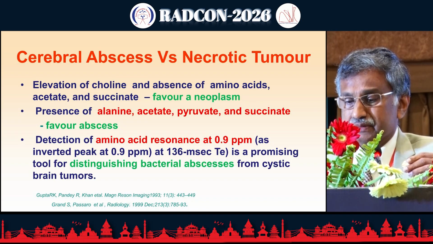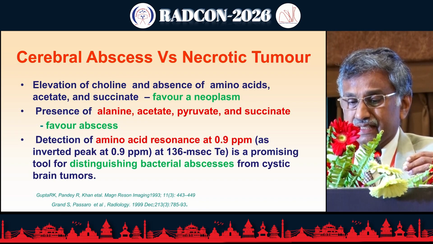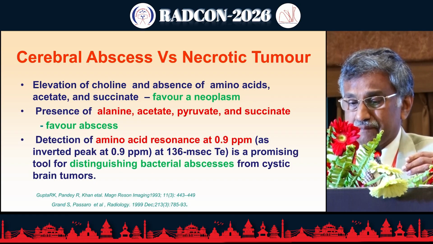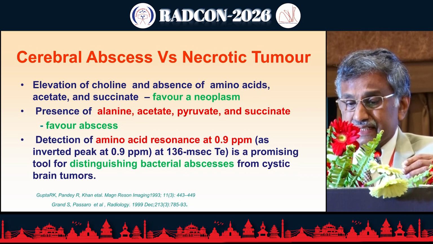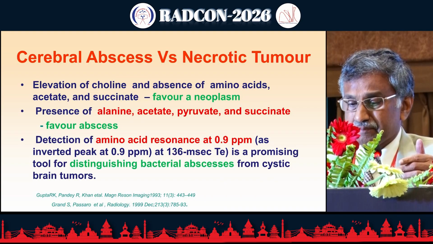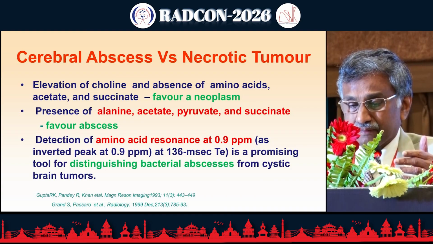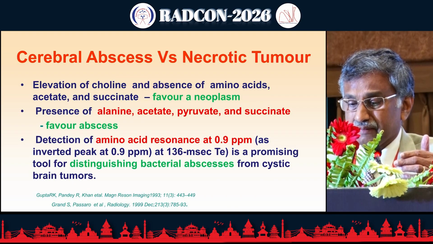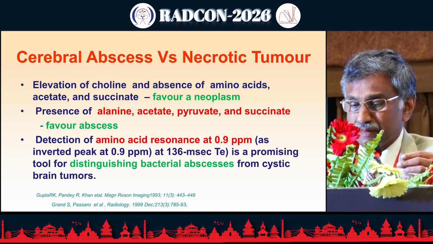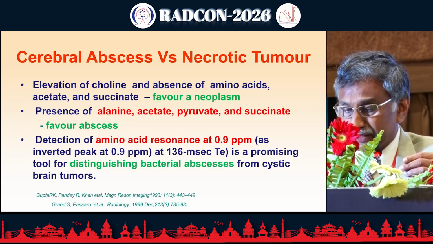Elevation of choline and absence of amino acids, acetate and succinate favor neoplasm, and the presence of alanine, acetate, pyruvate and succinate favor the diagnosis of abscess. Detection of amino acids at 0.9 ppm as an inverted peak at TE 144 or 136 is a promising tool for differentiating bacterial abscess from cystic brain tumors.